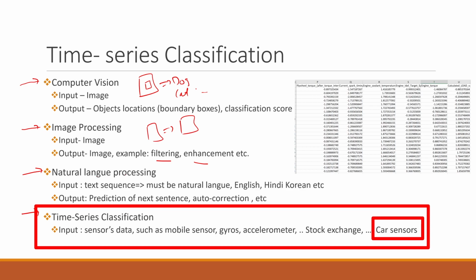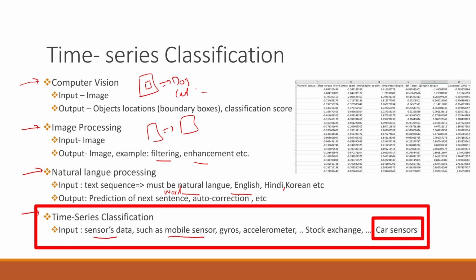Similarly, in the case of natural language processing, we have an input text sequence. Deep learning utilizes the grammatical rules, and based on the feature extraction of the grammatical rules, it can predict the next sentence, sometimes the word, perform autocorrections, and many other applications. The reason to explain all these different domains is to differentiate the time series classification problem from them. In the case of time series, we have the input as sensor data.